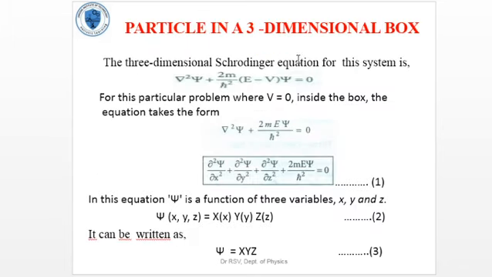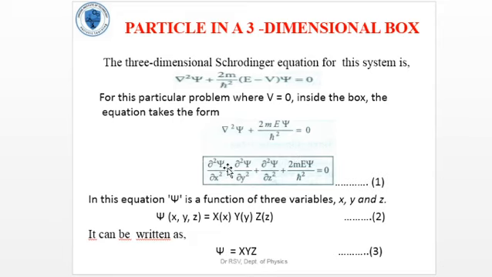The three-dimensional Schrödinger wave equation for this system is del squared psi plus 2m by h cross squared into (E minus V) psi equal to 0. For this particular problem, where V is equal to 0 inside the box, the equation takes the form del squared psi plus 2mE psi divided by h cross squared equal to 0.